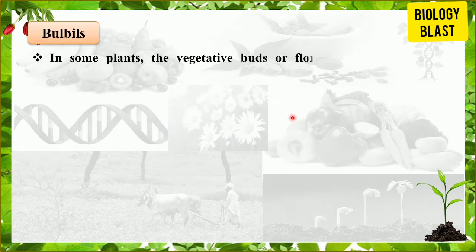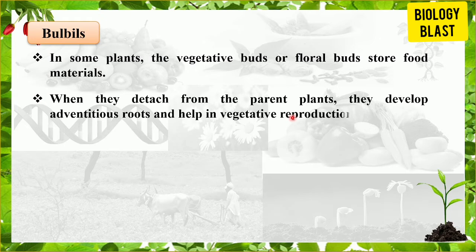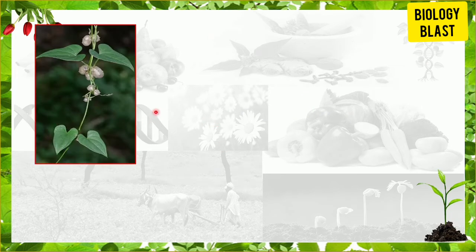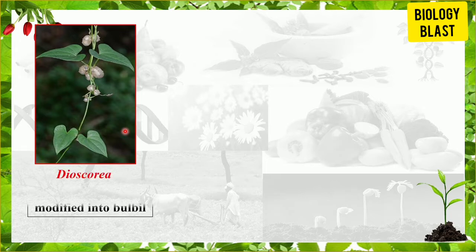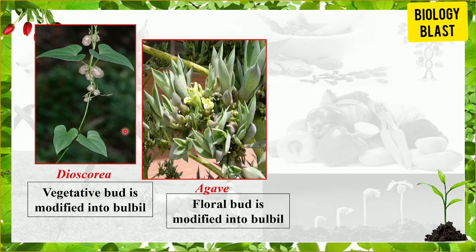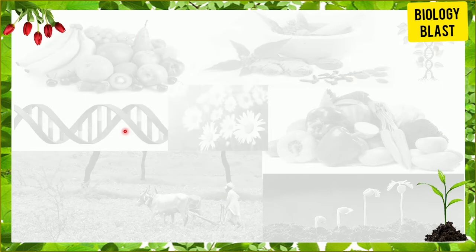Next, bulbil. In some plants, the vegetative bud or floral bud stores food material. When they detach from the parent plant, they develop adventitious roots and help in vegetative propagation. These structures are called bulbils. You can see bulbil in Dioscorea, where the vegetative bud is modified into bulbil. Agave, where the floral bud is modified into bulbil. Bulbil of Dioscorea.